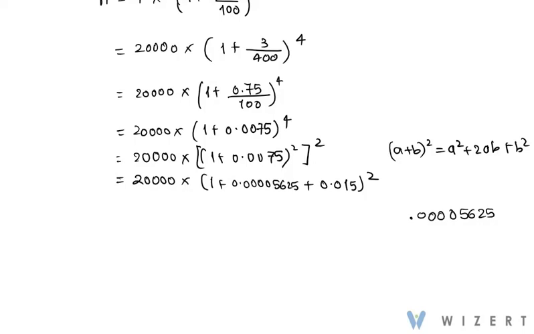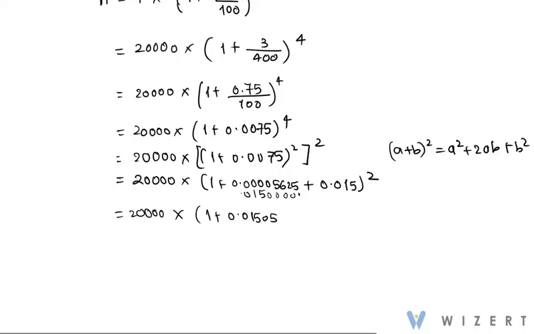So let's see. This addition is 20,000 multiplied by 0.015. This will be added over here. So 1 plus 0.01505. Now since we have 4 zeros in this multiplication, we only need to be accurate till the 4th digit after the decimal point, because otherwise this calculation will be very big. So let us round this off till the 4th digit after the decimal point.